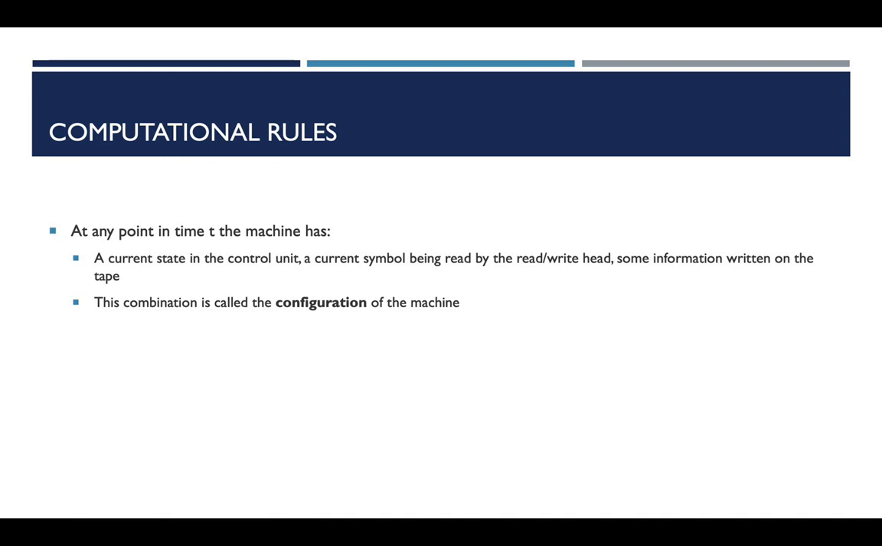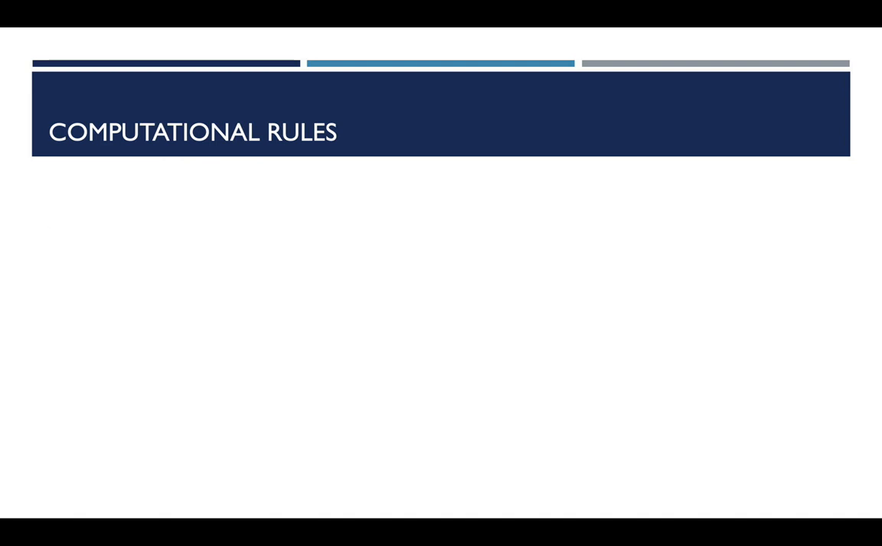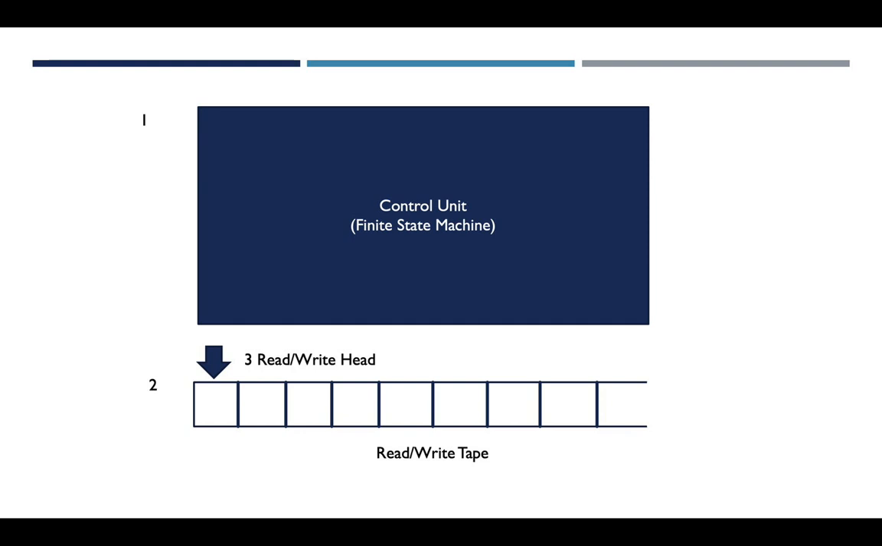All of these things put together, the current state of the control unit, the current symbol being pointed to by the read-write head, and the current state of the read-write tape, are called the configuration or the internal state of the machine. If somebody gave you those three pieces of information, you would be able to draw a picture extremely similar to this one and fill in the blanks. You would be able to say exactly what the state of the control unit was, where the read-write head was pointed, and the current string that's written on that tape.